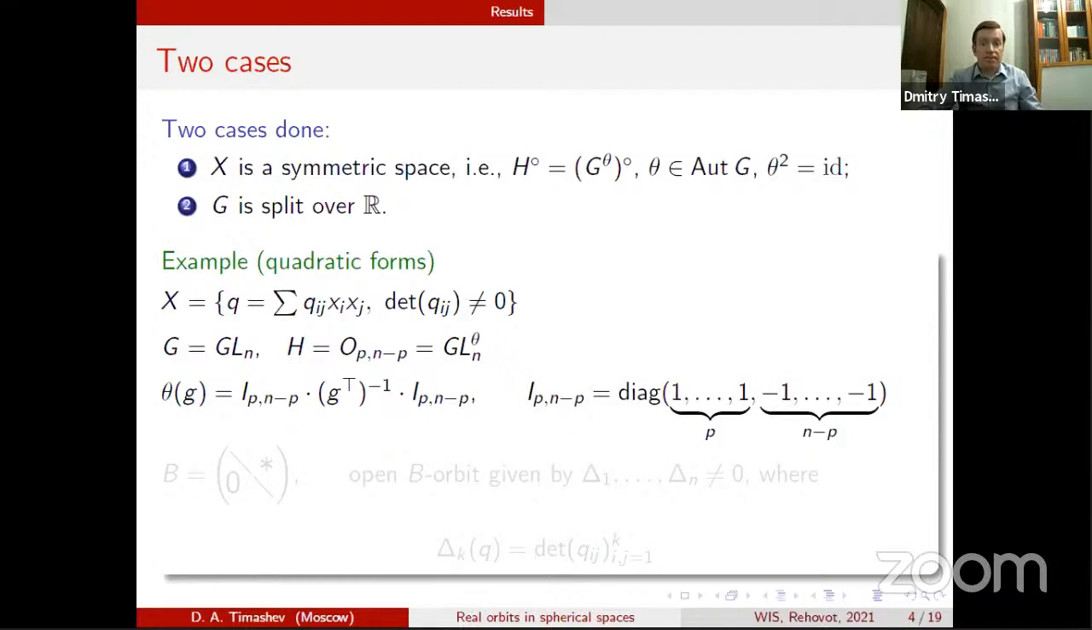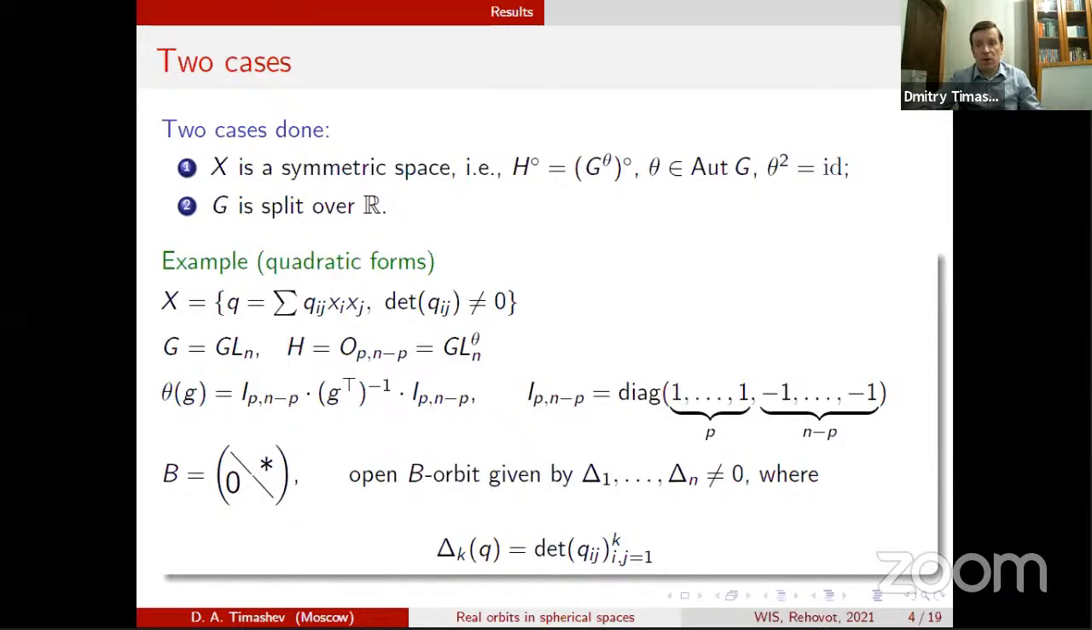So as I said, each symmetric space is always spherical, but in this example, you can see it just by hands. If you take for a Borel subgroup the standard one of triangular matrices, then the open B orbit in the space of quadratic forms is given by non-vanishing of upper left corner minors of the matrix of this quadratic form.